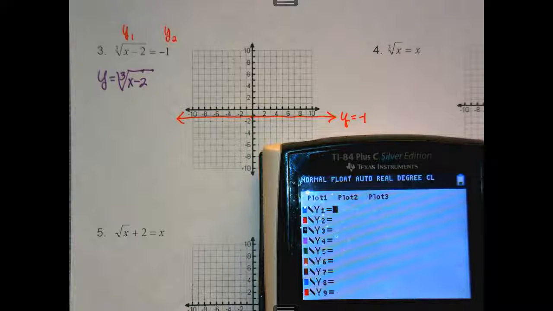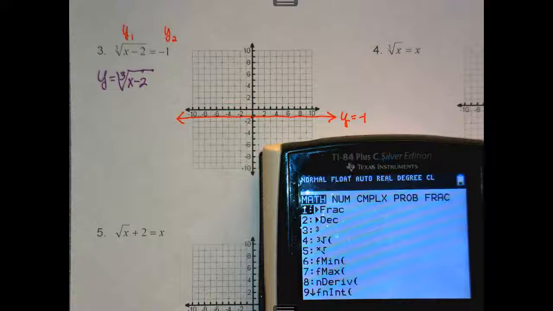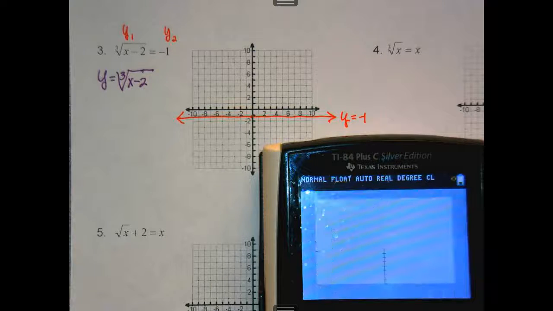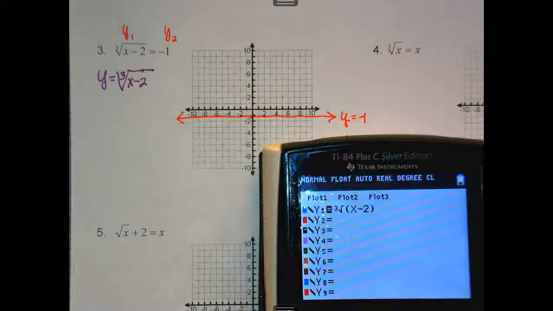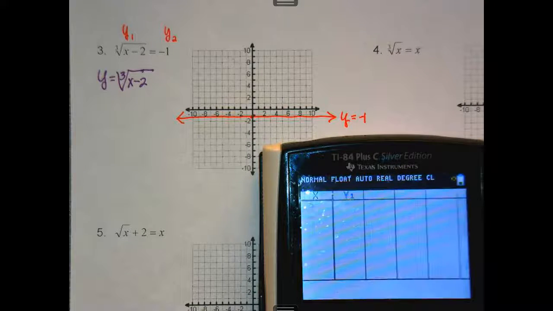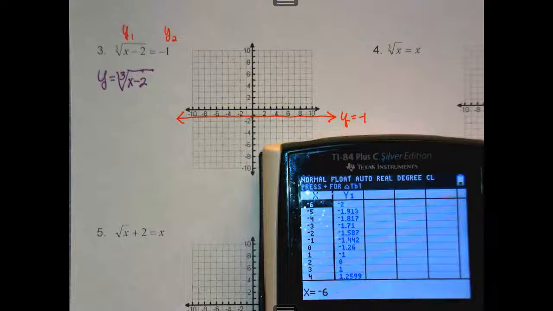Everybody remember how to put in a cube root? Math, number 4 key, x minus 2. Graph it. We're going to need some good points. Hit the math key and the number 4 key. Okay, let's go to our table. Ooh, there's one right there.